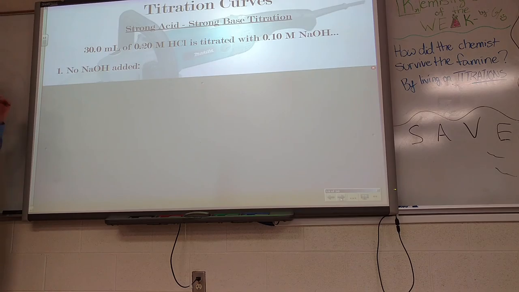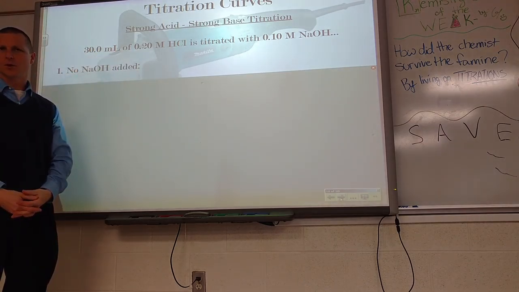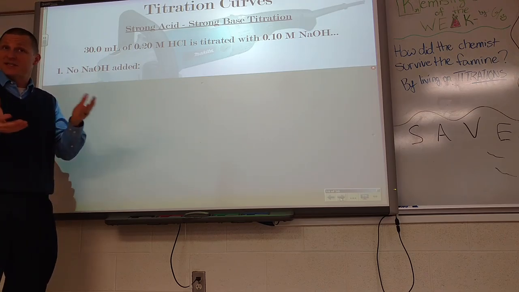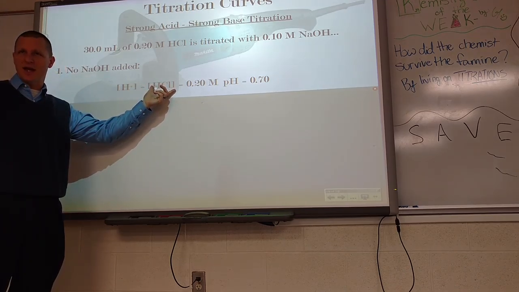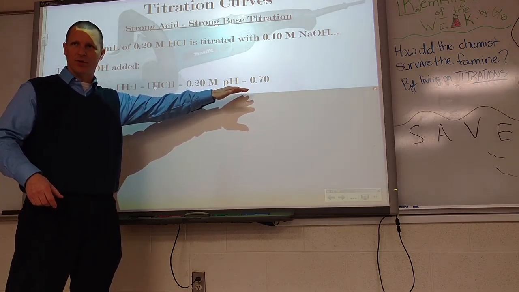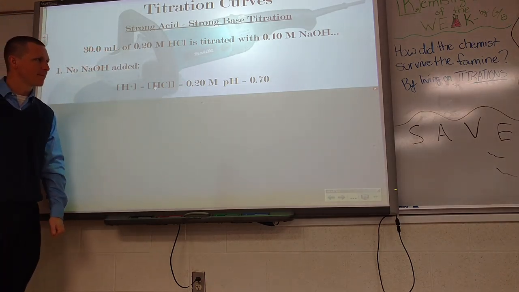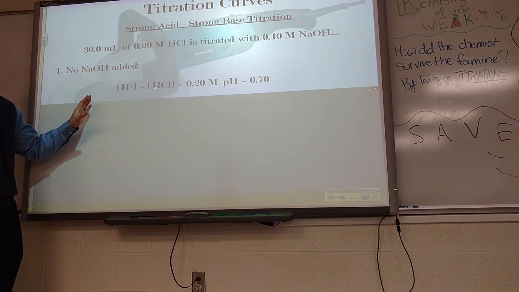So a titration curve is always going to have the initial pH. Before any of the titrant gets added to it, what's the pH of your initial solution? So that's what we would do at number 1. That means we just have a beaker that's got 0.2 molar HCl in it. What's its pH? Well, since it's a strong acid, it's very easy, because the hydrogen ion concentration that we would find the pH from is equal to the HCl concentration, which is 0.2. So you just take negative log of 0.2, and we'd have our first pH. It's going to be 0.7. Good with that? That's super easy.